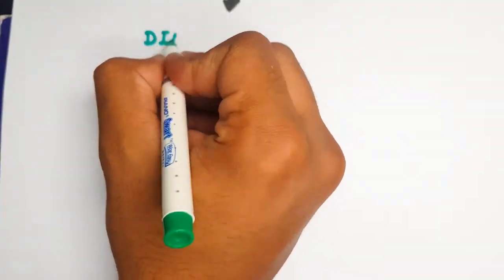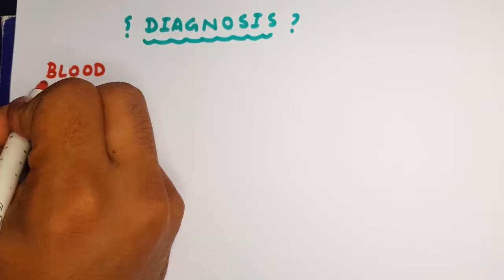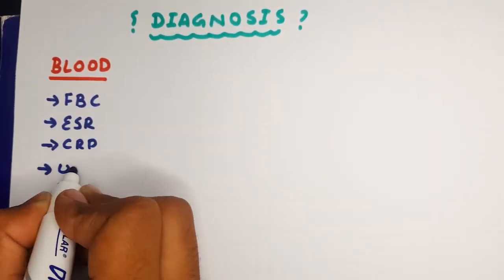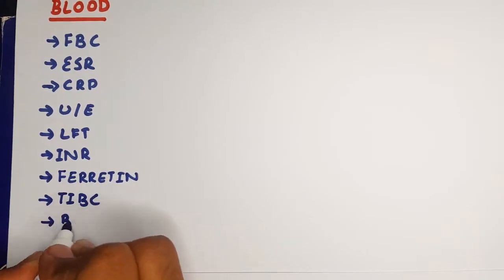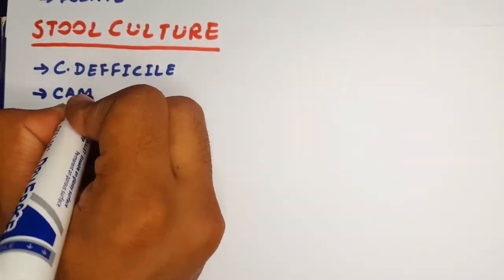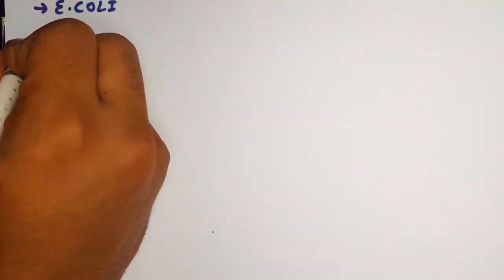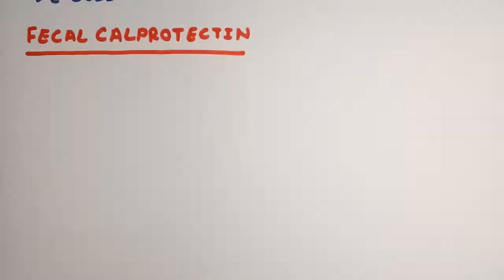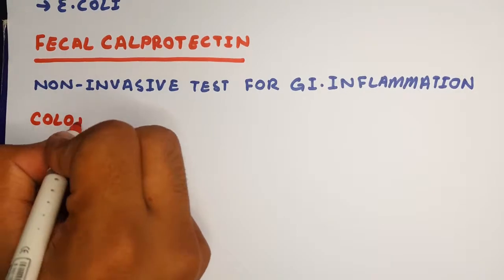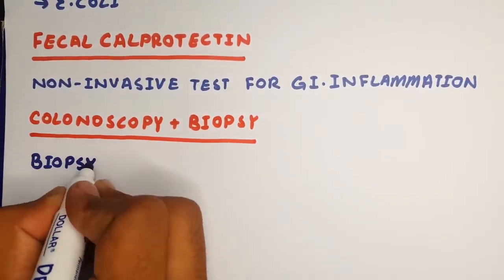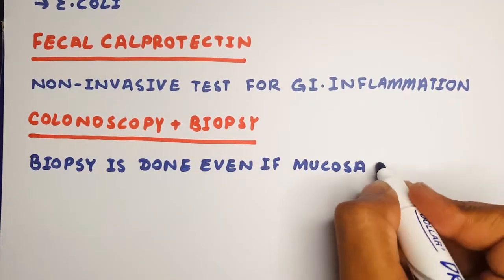When diagnosing such a patient, we do the basic blood labs like full blood count, erythrocyte sedimentation rate, C-reactive protein, urea and electrolytes, liver function test, INR, ferritin, total iron binding capacity, B12 and folate levels. We do the stool culture to rule out C. difficile, Campylobacter, and E. coli. Then we do the fecal calprotectin, which is a non-invasive test for GI inflammation. We do a colonoscopy and biopsy even if the mucosa apparently seems normal.